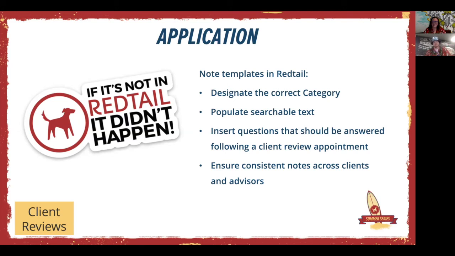So you can designate the correct category. You can have searchable text already filled out in it. So maybe you can say, this is a note that records a client review meeting, and then keep track of what is generally covered in a review meeting, and then have some questions that guide the advisor through answering what was changed, what's new, and ensures consistency really.